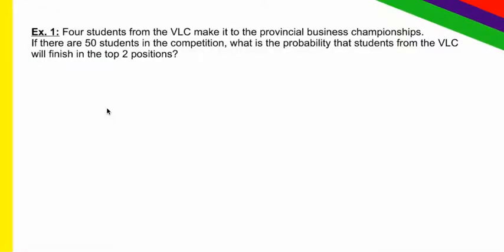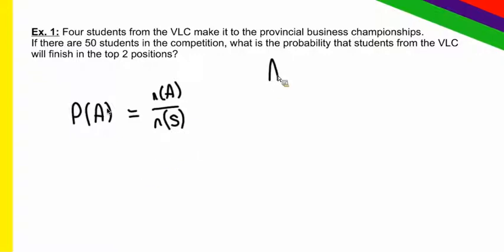The first example, 4 students from the VLC make it to the Provincial Business Championships. There are 50 students in that competition, so we need to figure out the probability that students from the VLC will finish in the top 2 spots. So we're always going to go back to the standard probability formula, which is nothing complex really. Once you have an event, the probability of that event occurring is the number of ways that it can occur divided by the total number of possibilities, or the number of outcomes in our sample space.